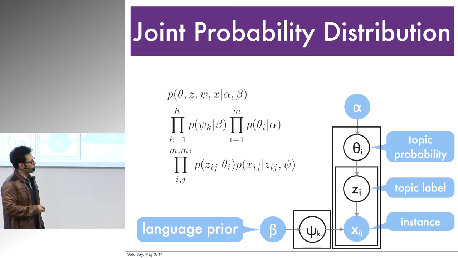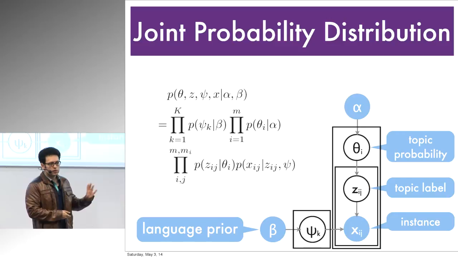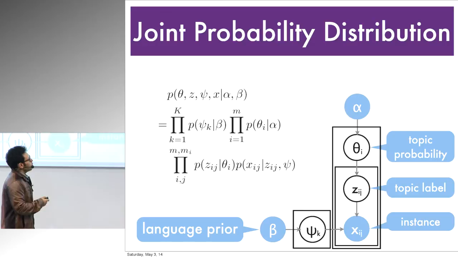Okay? And this is a generative model. Again, it's called a mixed membership model because different parts of the document belong to different topics or different mixtures. So if we want to write the joint probability distribution, we have theta, we have z, we have x, and we have epsilon, and these are our parameters.